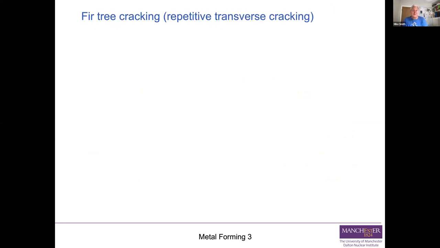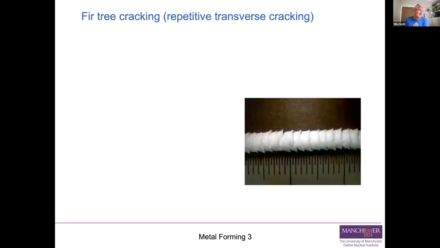Okay, so what else can go wrong? Well, there's also something called fir tree cracking or repetitive transverse cracking. And this is an example of fir tree cracking where you've extruded a plastic rather than the metal. And you can see that you don't have a smooth surface. You've got all these little concentric cracks running around the outside of the extrude, which has created an impression a bit like a fir tree, or at least that's what they call it.